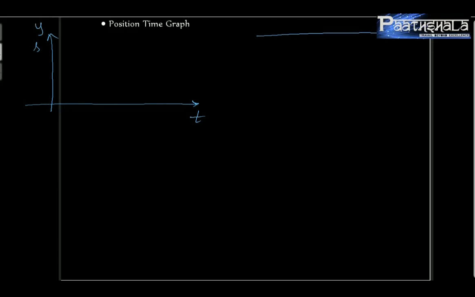Okay, and on the x-axis is time. Tell me one thing, at the same time can there be two positions? There can't be, right? So this has to be a function, it has to follow the rules of a function. At one time there can be only one position.